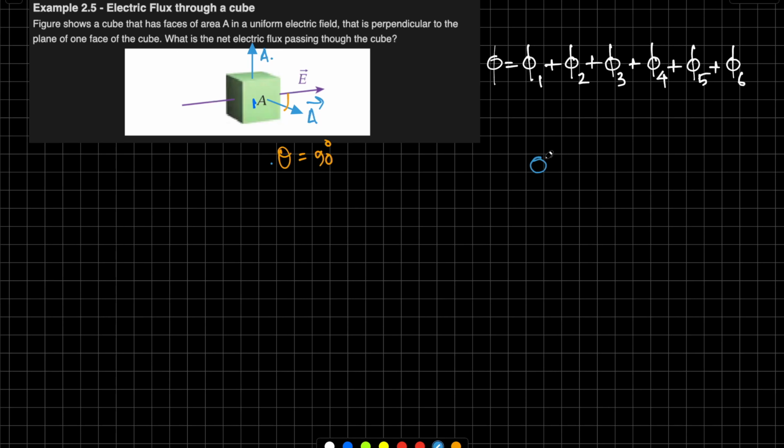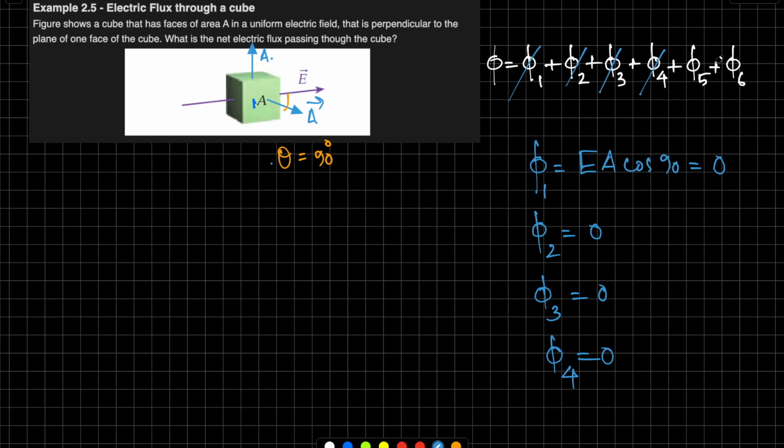So phi 1 equals EA cos 90. Cos 90 is 0, so electric flux through face number 1 is 0 because the angle between electric field and area vector is 90 degrees. Same for face 2, same for face 3, and same for face 4. So phi 1 is gone, phi 2 is gone, phi 3 is gone, and phi 4 is gone. So we have only the fifth face and sixth face now.